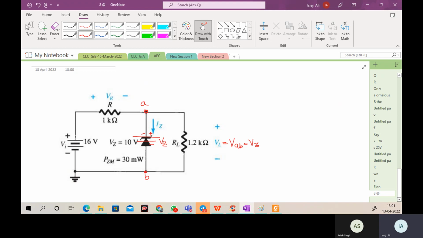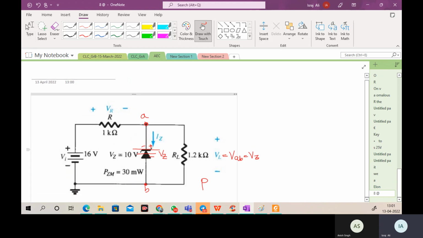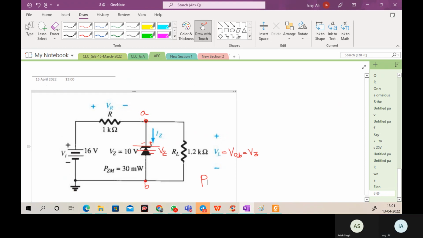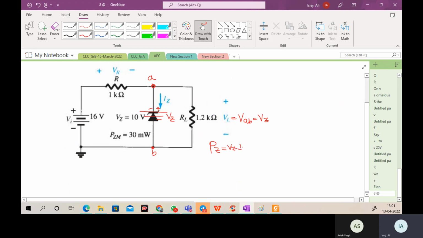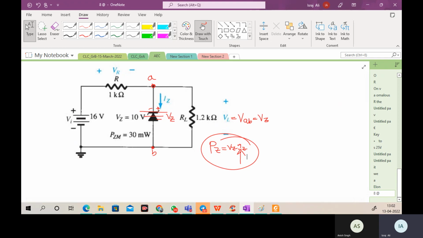Is that point clear? So what are the things necessary for you? Remove the diode, find out the output voltage, put the diode back, find out the zener current. And once you have the zener current, the power PZ is equal to VZ times IZ. Once you have the zener current, you are able to find out the voltage over here. Is that point clear?